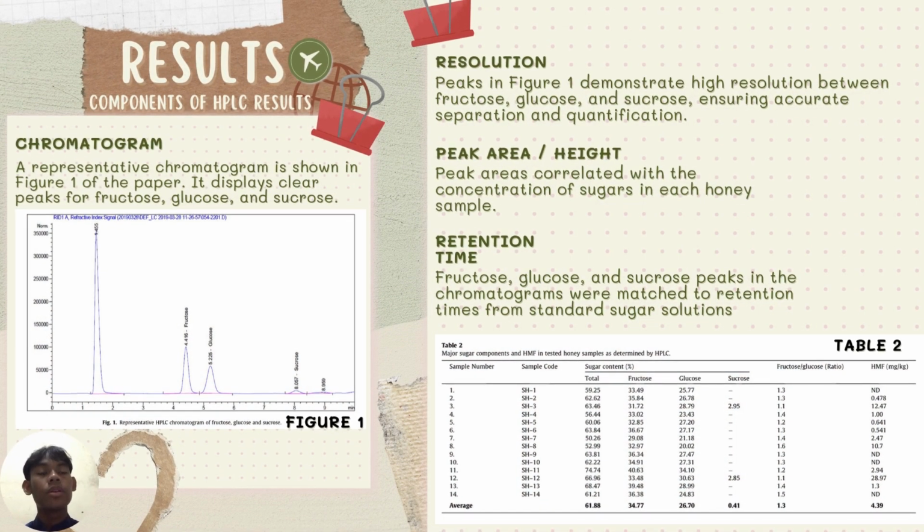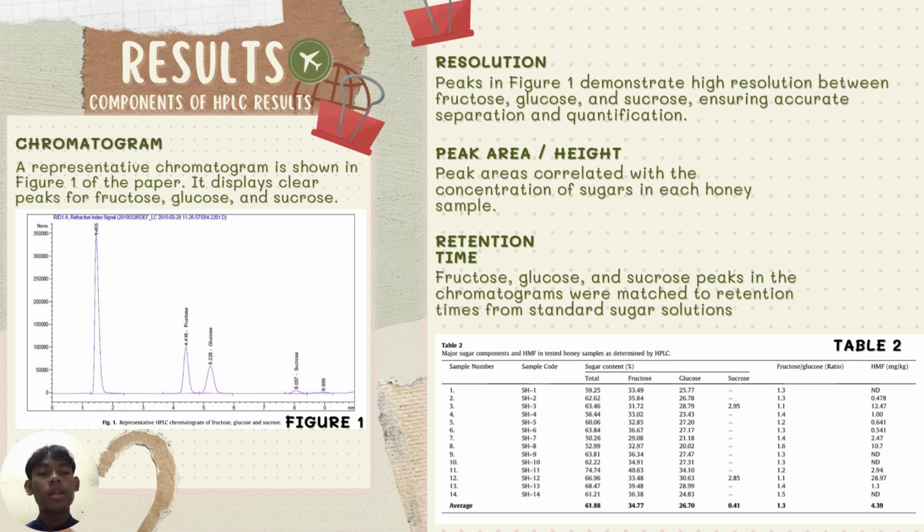Now let's dive into the results of high performance liquid chromatography. The HPLC result is divided into 4 components, the first of which is the chromatogram. A representative chromatogram is shown in figure 1 of the paper. It displays clear peaks for fructose, glucose and sucrose. The fructose peak appears at 7.8 minutes as seen in the graph.